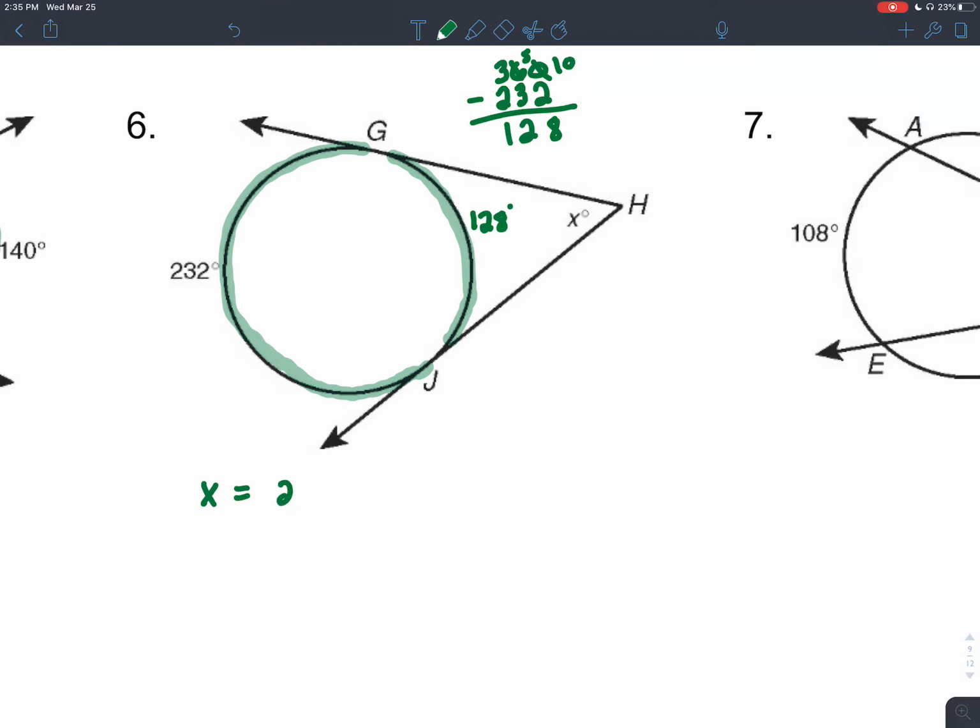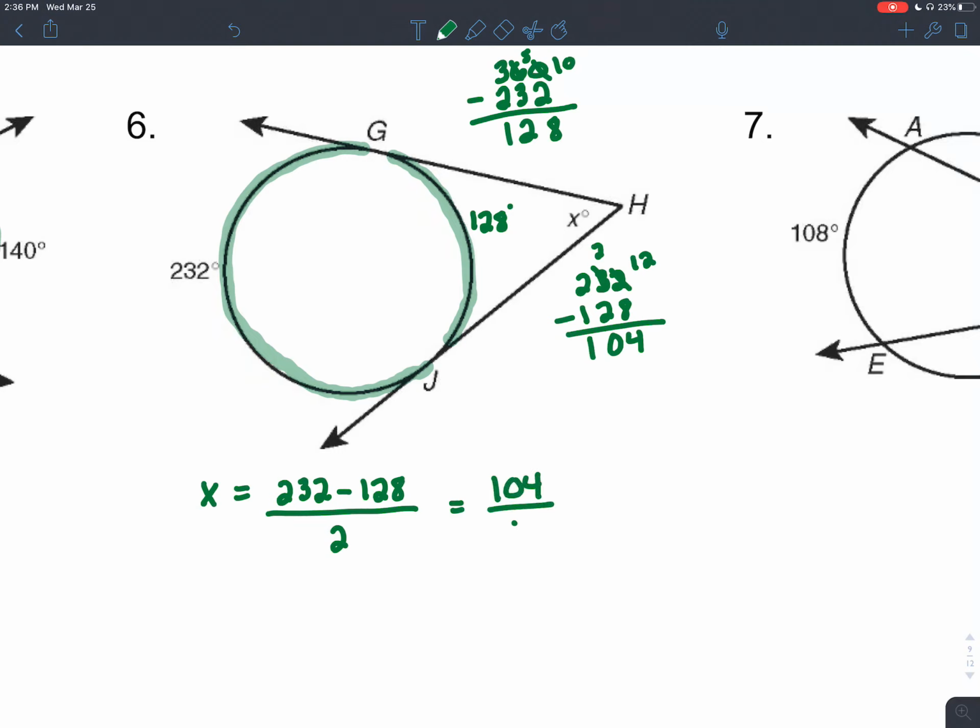So we're going to subtract them: 232 minus 128, and then we're going to divide that by 2. So 232 minus 128. 2, 12, 8, 9, 10, 11, 12. 2 minus 2 is 0. 2 minus 1 is 1. So this is going to be 104 divided by 2, and 104 divided by 2 is 52 degrees.